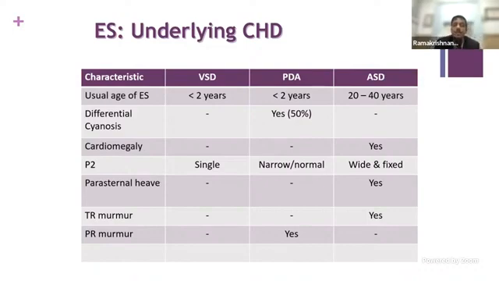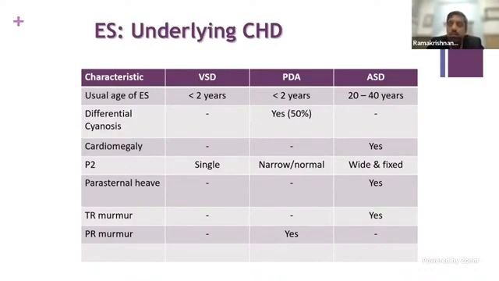Another important thing is cardiomegaly. Cardiomegaly is not found in VSD and PDA, whereas it is almost universally found in ASD. S2 is single in VSD, whereas in PDA it is narrow or normal, and in ASD it is wide and fixed. And parasternal heave is only found in ASD. It's not found in VSD and PDA, a significant parasternal lift. And a TR murmur most likely means ASD, and a PR murmur most likely means PDA.